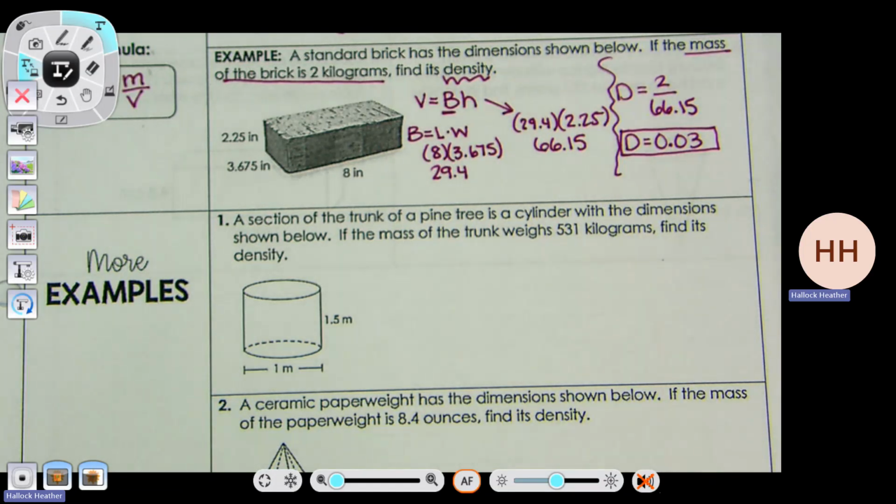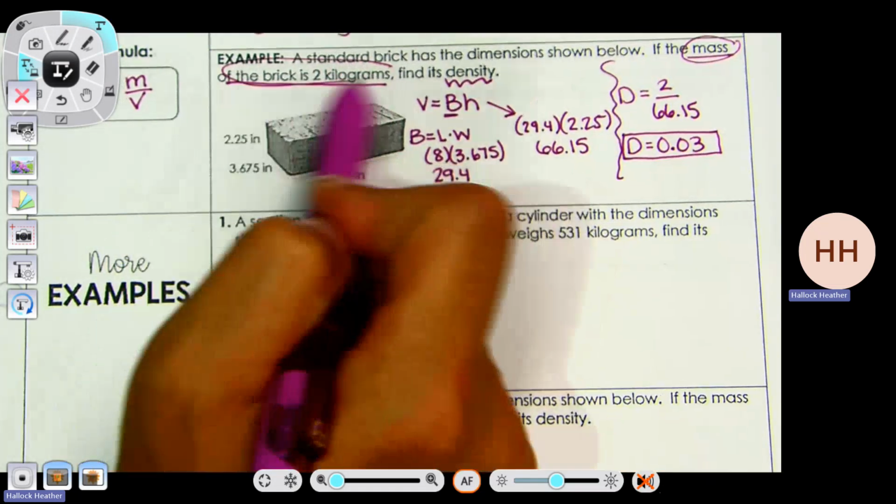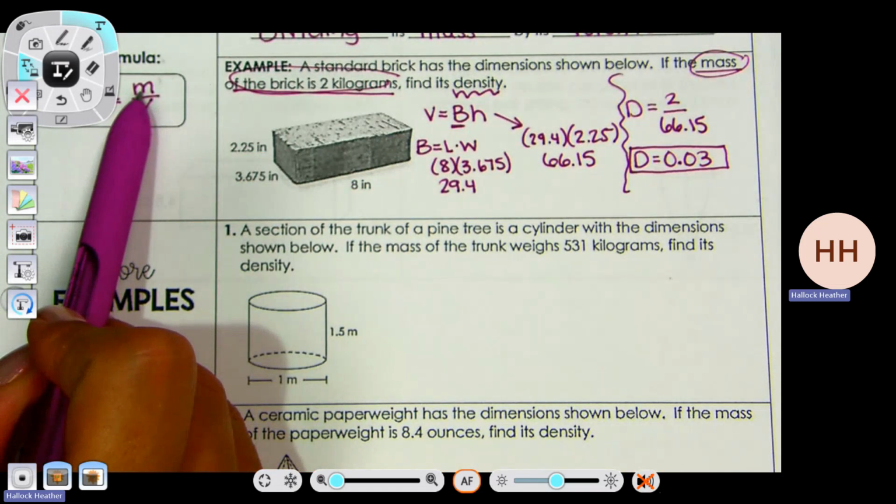You have a question? What's up? So 2 is from the problem. The mass of the brick is 2. So I plugged it into the top of the formula.